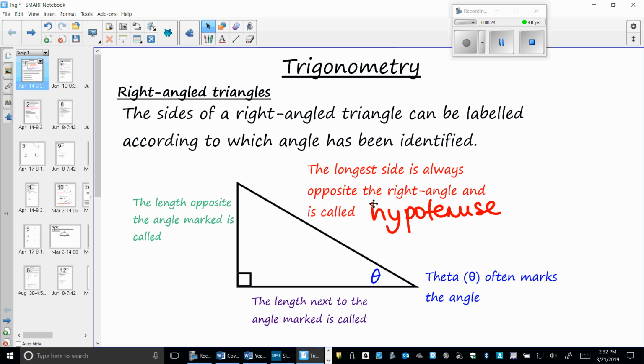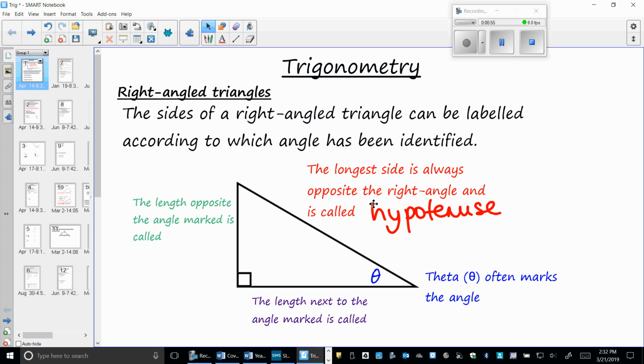So the first thing we're looking at is right angle trigonometry. Okay, so this is right angle trig. If you've got the right angle, the side opposite that is called the hypotenuse. Remember, you'll be asked to find one of the other angles. So the other two lengths that you label depend on which angle you're interested in or asked to find.